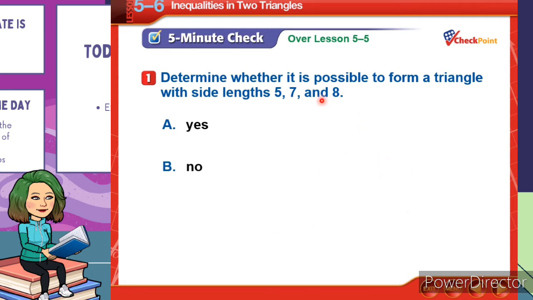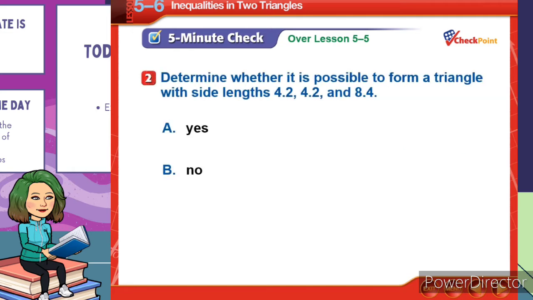So, let us try this one. If you're going to add 5 plus 7, it gives you 12. And 12 is greater than 8. 7 plus 8 is 15. And 15 is greater than 5. And 5 plus 8 is 13, which is greater than 7. So, the answer here is, of course, yes. We can construct a triangle using this length.